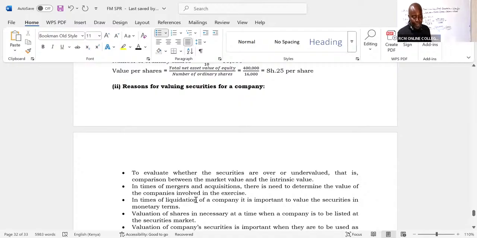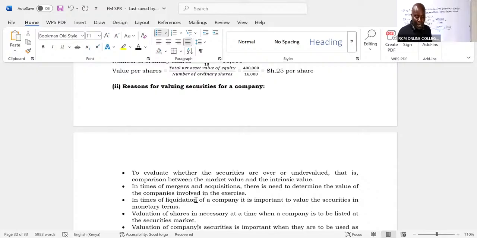In terms of liquidation of a company, it is important to value the securities in monetary terms when a company is being liquidated. When a company is unable to pay its creditors, and then the judge has been able to lift his hammer and said, let's sell this company. At that point, it will be important for us to value a company.